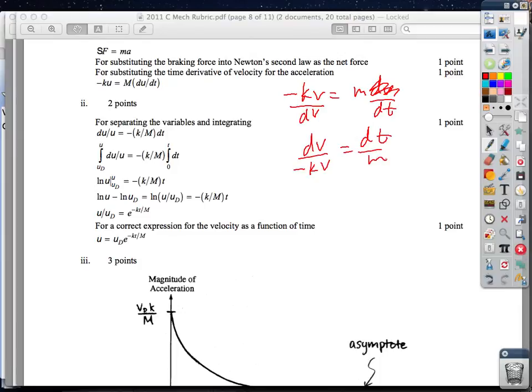They just moved the constant onto this side. So they put this negative k over here. So you get dv over v, and then that's the natural log of v, right? And that's going to equal negative k over m times t.